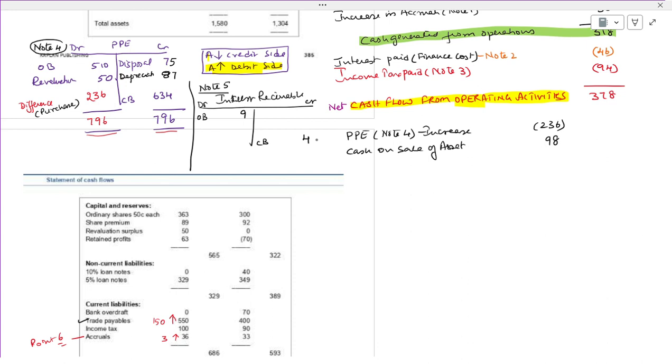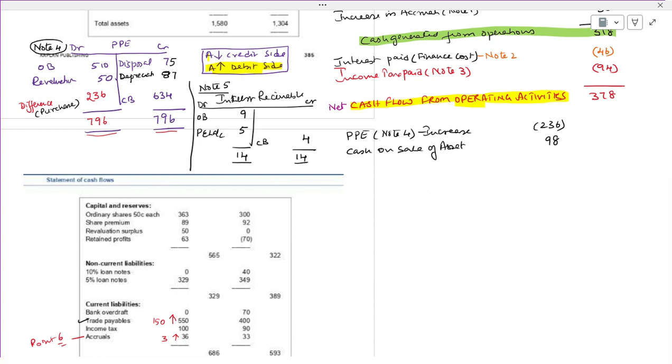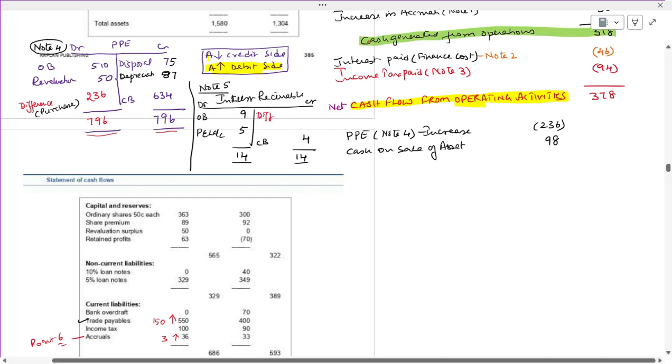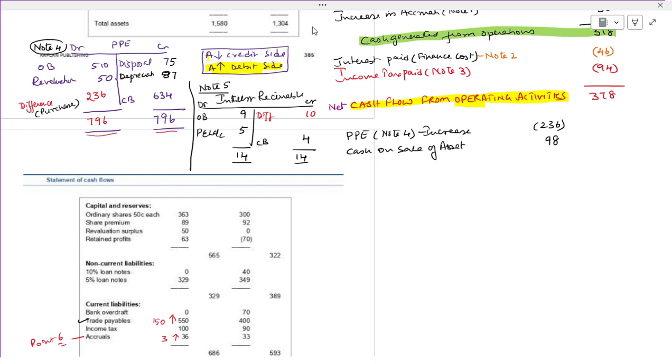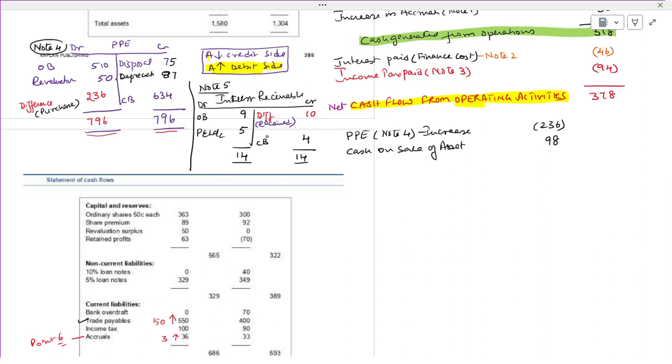Okay. Now it is the profit and loss account. How much is there? 5. Okay. Total will be how much? 14. Difference will be how much? Difference is 10. Is it right? Difference is 10. If the difference is on the credit side, it is received.